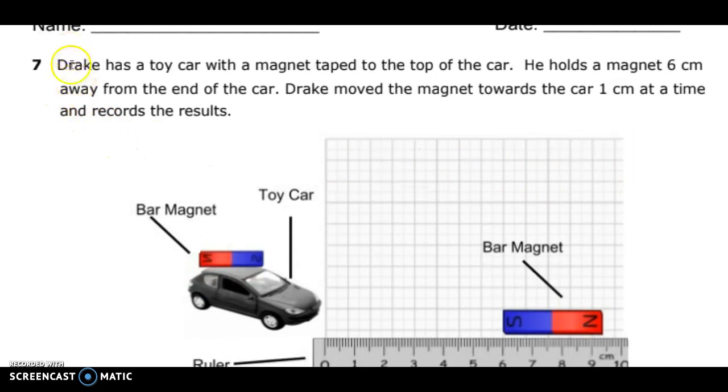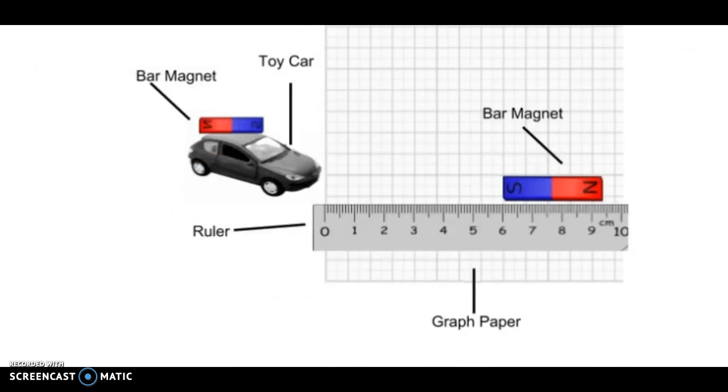Question 7. Drake has a toy car with a magnet taped to the top of the car. He holds a magnet 6 centimeters away from the end of the car. Drake moved the magnet towards the car 1 centimeter at a time and records the results. Bar magnet, toy car, bar magnet, ruler.